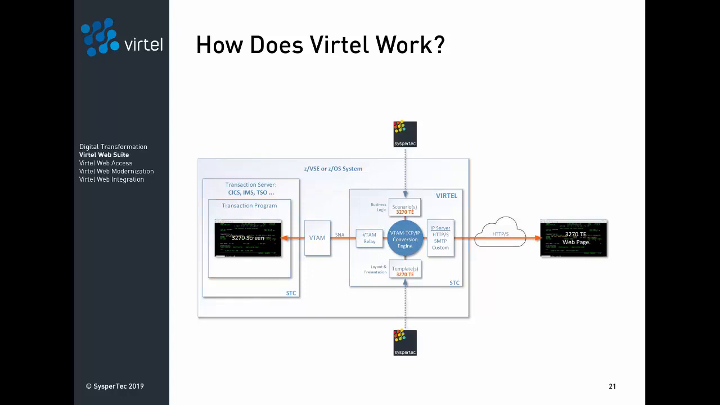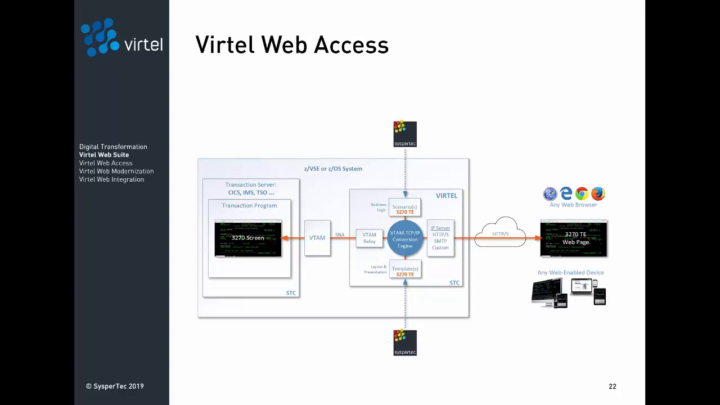At runtime, Virtel converts the 3270 screens into HTML5 JavaScript web pages, which look and behave as 3270 screens. Those web pages can be rendered by any web browser running on any web-enabled device. This is the base configuration of Virtel. It is referred to as Virtel Web Access.